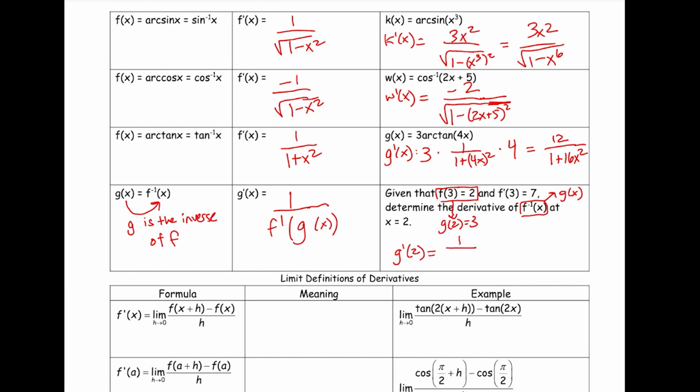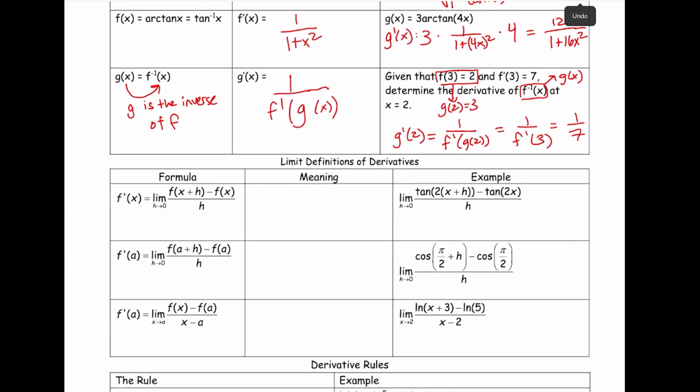So that'll be 1 over f prime of g of 2. It should be 1 over f prime. Now, g of 2 is 3. Okay, we established that right here. So f prime of 3, and f prime of 3 is given. It's 7. So our answer here is 1/7. So the instantaneous rate of change of the inverse of f of x at x equals 2 is 1/7.